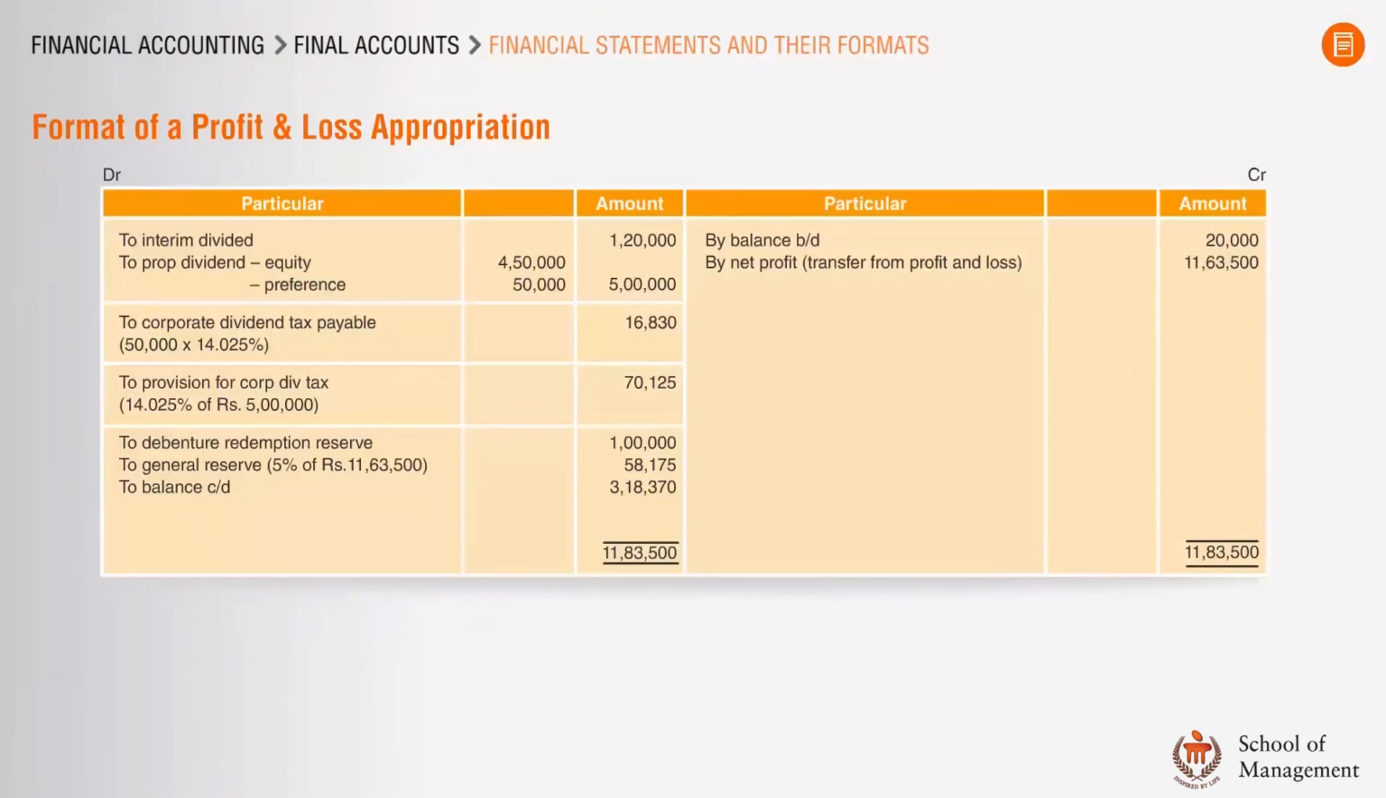As you can see in the sample account shown on your screen, the net profit computed in the profit and loss account gets transferred to the profit and loss appropriation account, and the closing balance in this account is added to the capital or the equity account in the balance sheet.